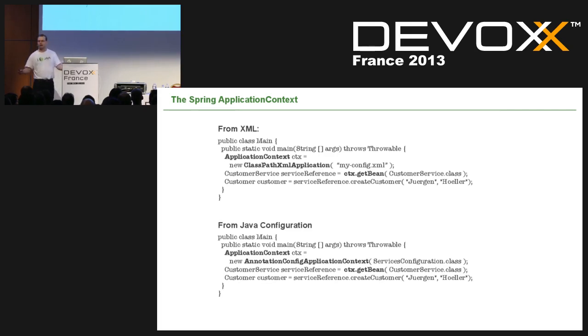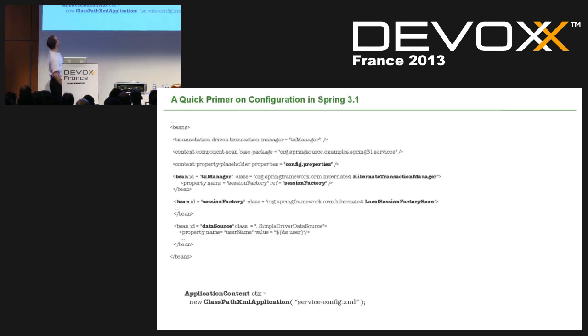In the Java configuration world, you use an AnnotationConfigApplicationContext. So instead of an XML file, I pass in a class reference, okay? That class reference will have all the metadata that Spring needs to configure the beans for you. Here's a typical XML Spring configuration. Lots of little pieces here, lots of little features.